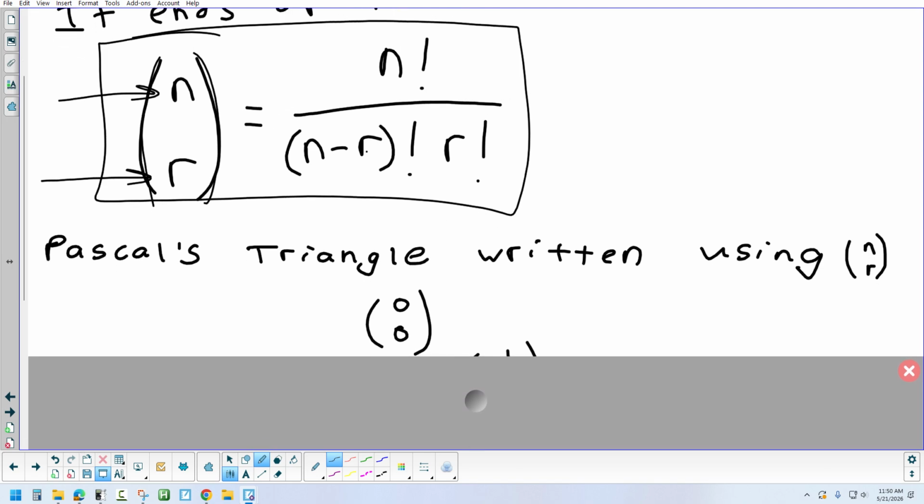Okay. Second row. Well, row 0. Now we're in row 1. What do you think the notation would be for the first number in the next row?